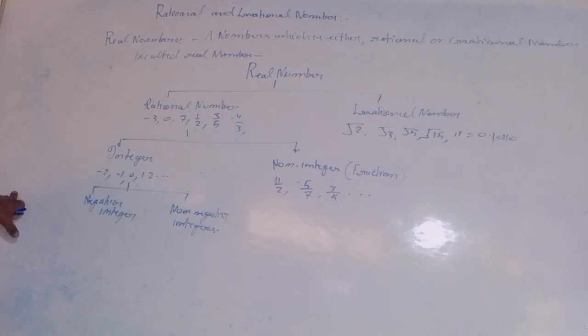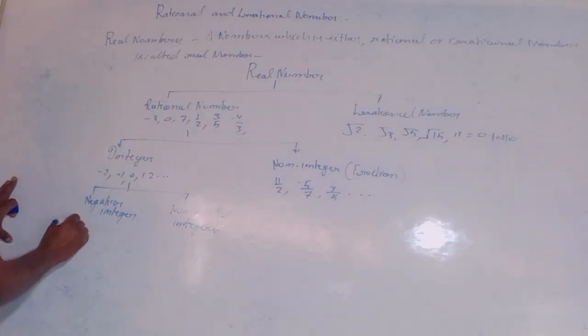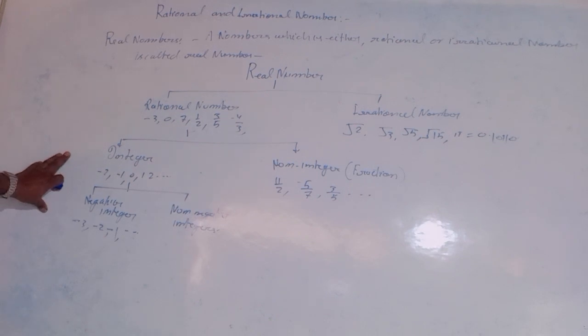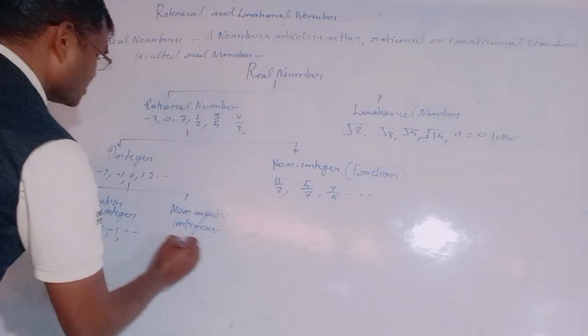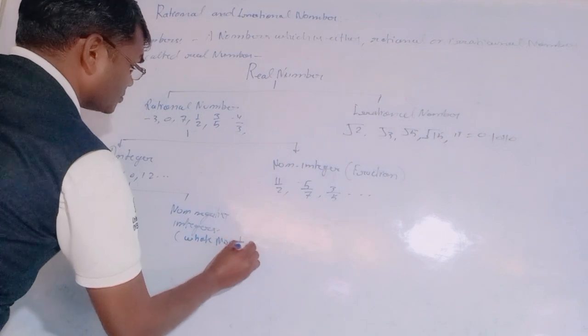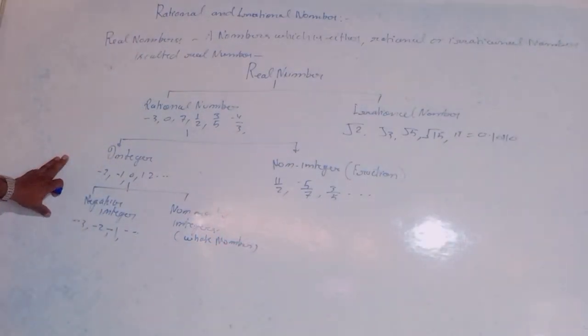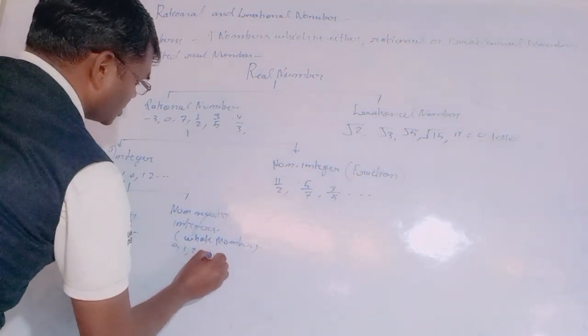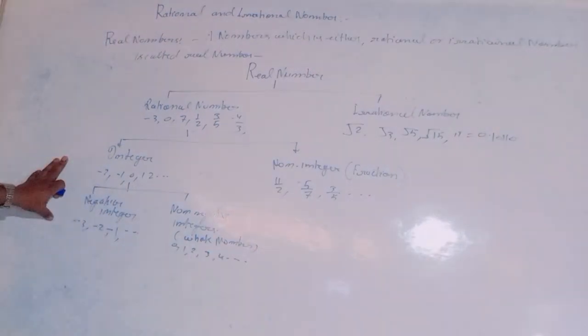Negative integers can be written here: minus 3, minus 2, minus 1. These are the negative integers. Non-negative integers are said to be the whole numbers. So what are whole numbers? 0, 1, 2, 3, 4, etc. These are the whole numbers.